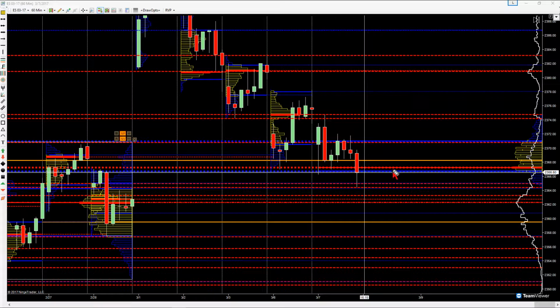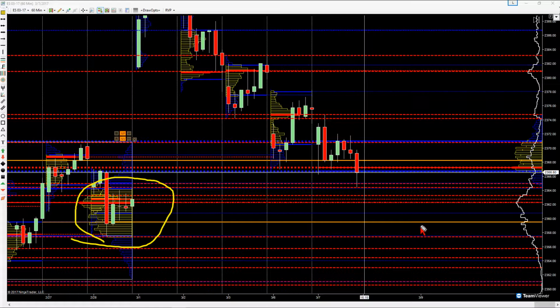We're going to watch for failure at the overnight high or close to it for a move back down, heading towards micro composite epoch. And if we fail micro composite epoch, we're going to look for a move down towards overnight low. Failure there, towards value area low of this micro composite.